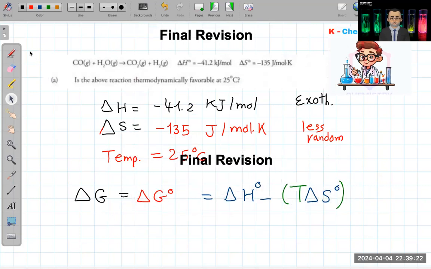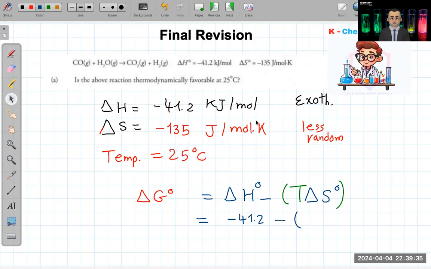Delta G is equal to delta H. So let's use the numbers. Delta H, what is delta H? It is negative 41.2, minus what? Temperature. What is the temperature? We said that temperature is equal to 25, but don't forget 25 has to be changed. So it is 298 Kelvin, multiplied by what? Delta S. And what is delta S? Negative 135.